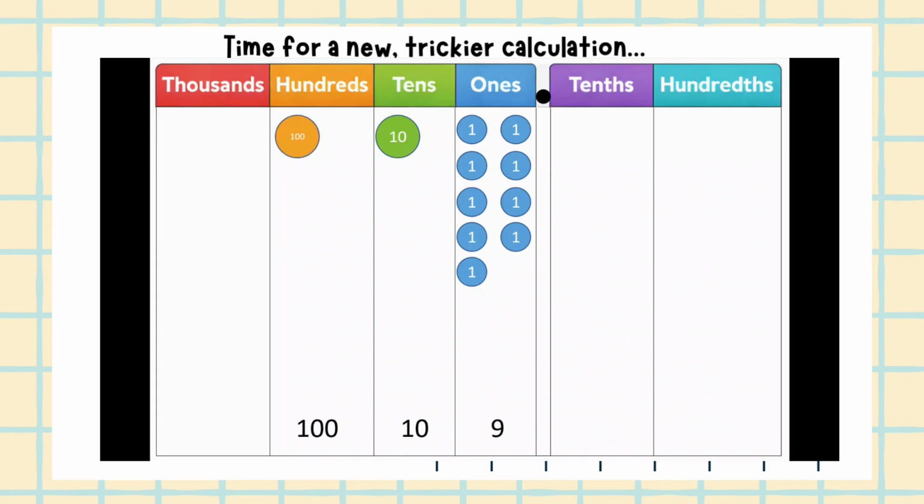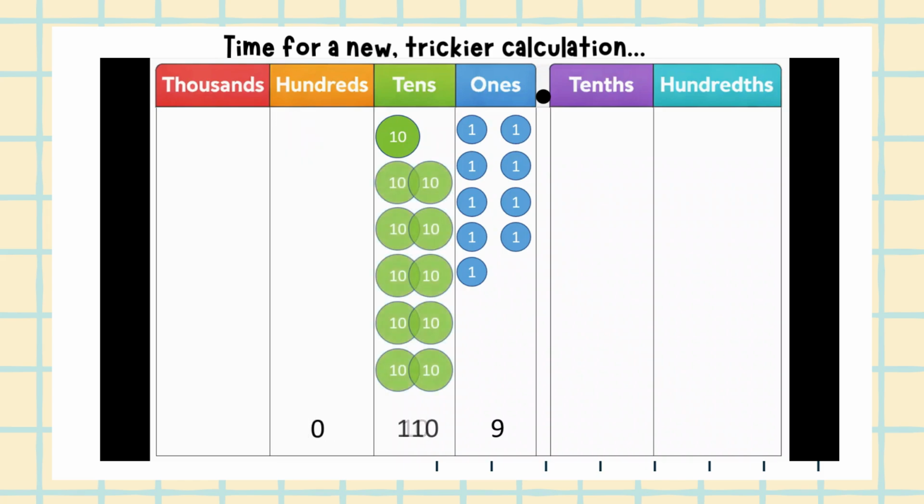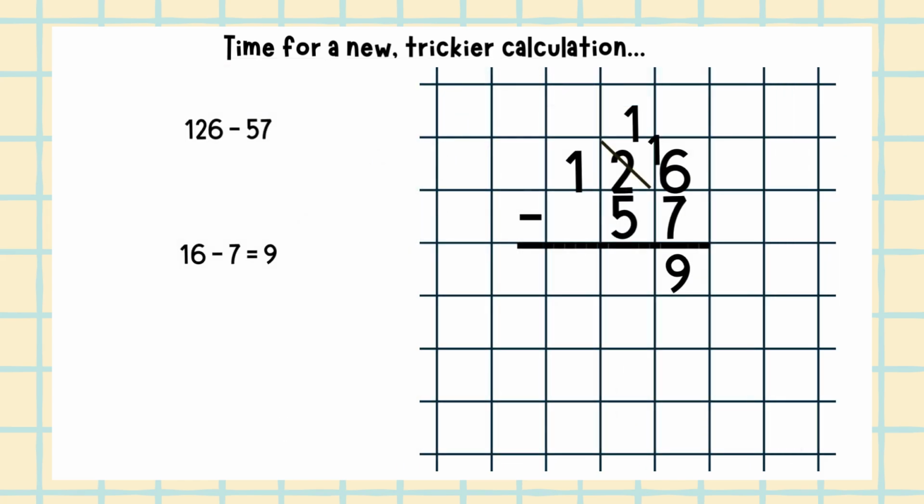So look how we exchange here again. 100 is exchanged for 10 tens. And that gives the tens column a little bit of help. And now we have 11 tens to subtract from. 11 tens minus 5 tens equals 6 tens.